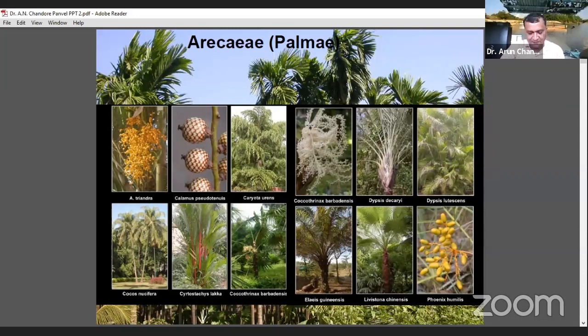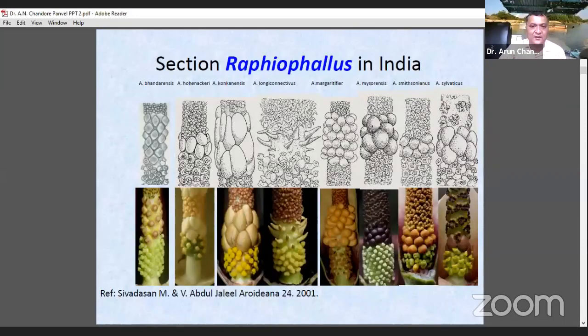This family has a spadix type of inflorescence, which in Marathi we call Suran. This is the diversity of Suran. This is Rhaphidophora, and we can identify each and every species with the help of just its neuter character. Okay, these are all species from India.